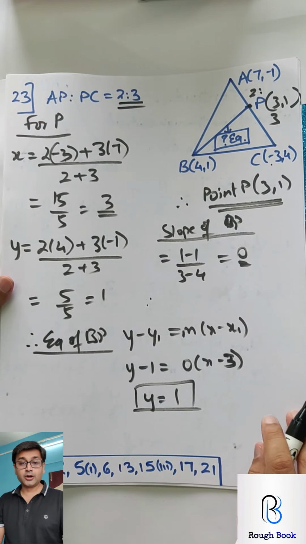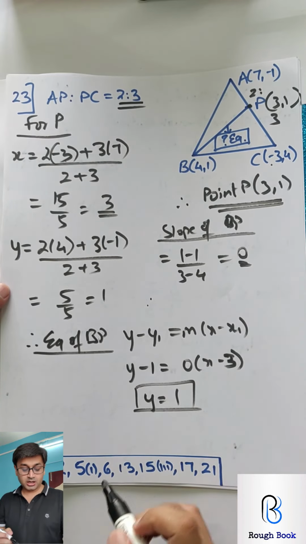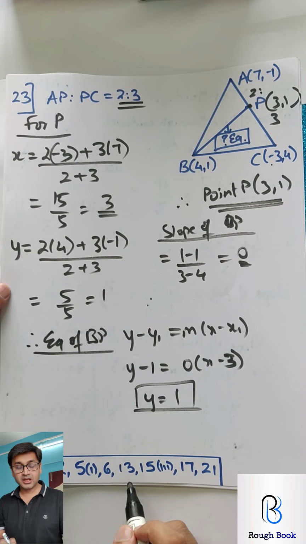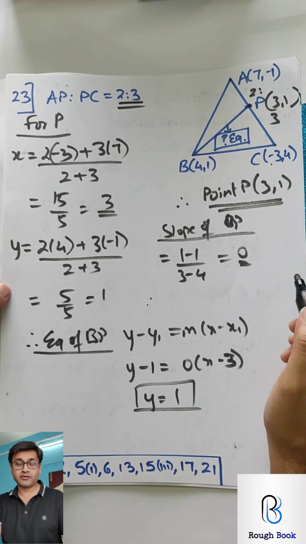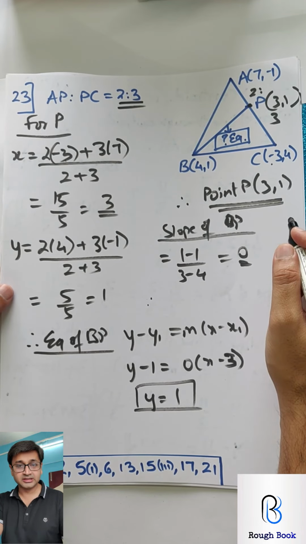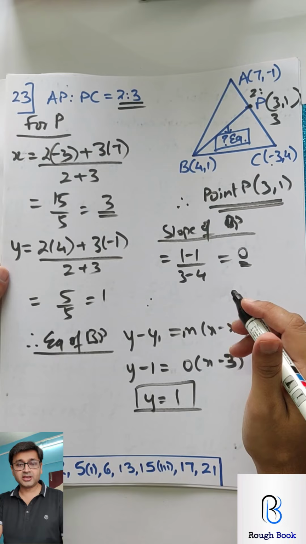I hope you got a good hand on this exercise. You enjoyed the video. Homework: sums number 2, 5, 1, 6, 13, 15 part 3, 17 and 21. Please do your homework honestly. If you do that, you will get a good hand on this, and then exercise D and E will be very simple for you.